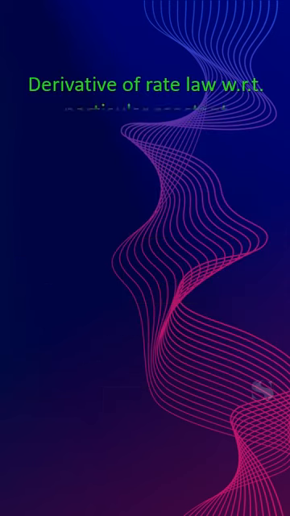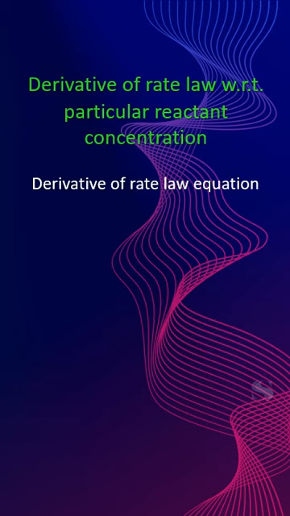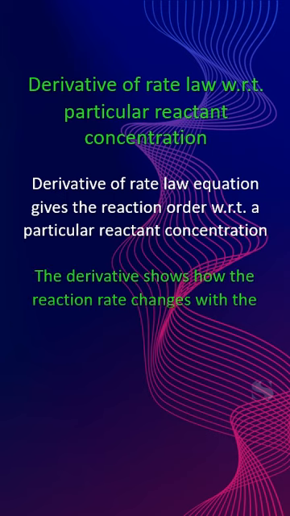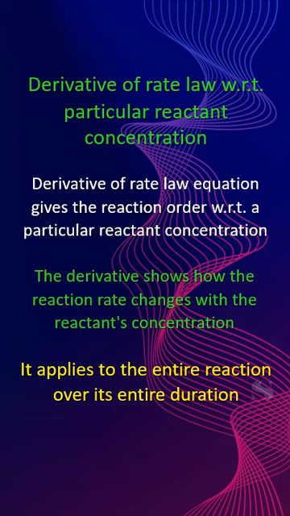Derivative of rate law with respect to a particular reactant concentration. The derivative of the rate law equation with respect to a particular reactant concentration gives the reaction order with respect to that reactant. This derivative measures how the rate of the reaction changes with variations in the concentration of that specific reactant. It applies to the entire reaction over its entire duration. It is a generic characterization of the reaction.